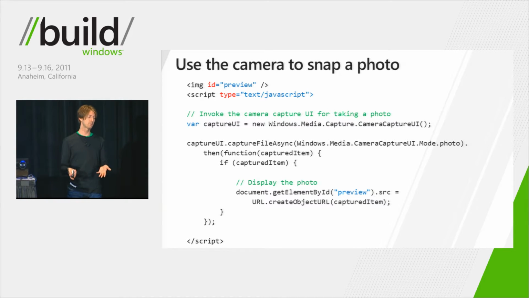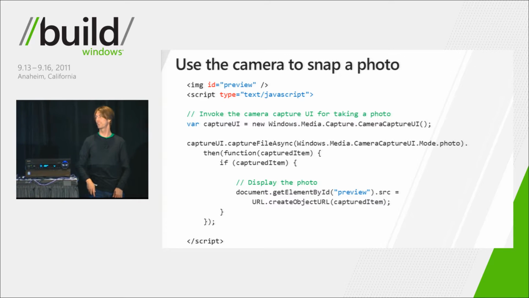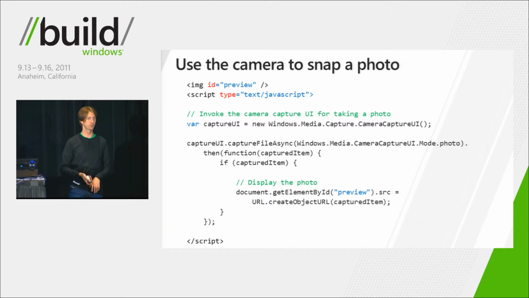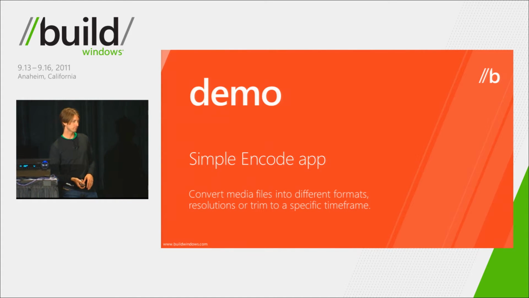And once you have that captured item, I'm taking that capture item and converting it into a URL using create object URL, I'm pointing down here like you can see it up there. And I'm actually setting that as a source. So it's very straightforward, very, very simple. You'll have all these slides, so you can take a look at it too.